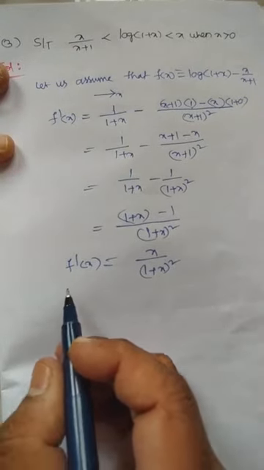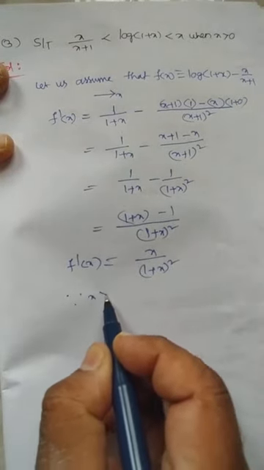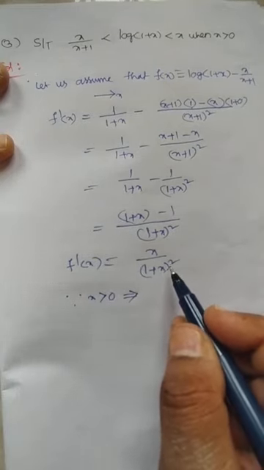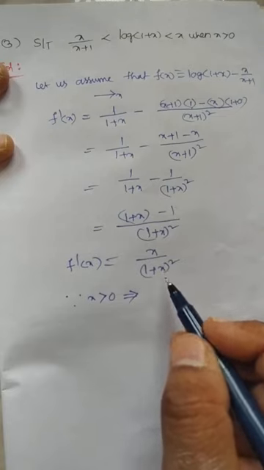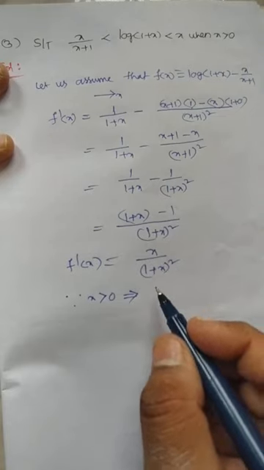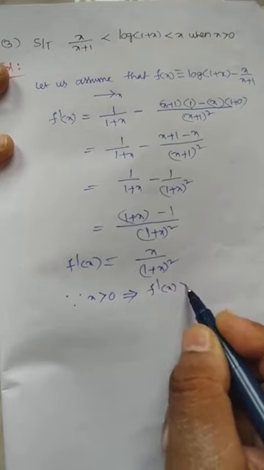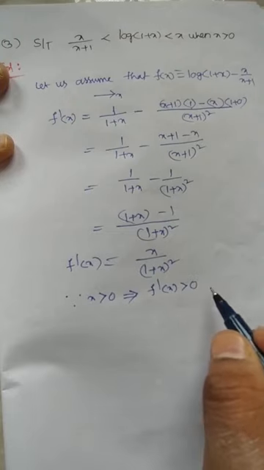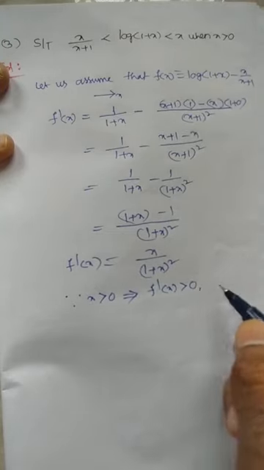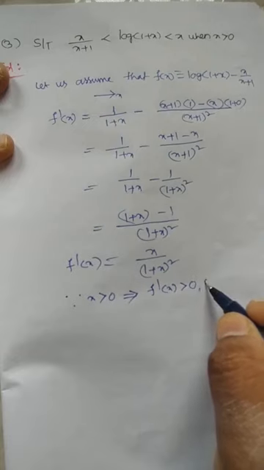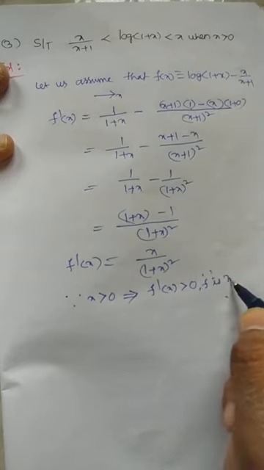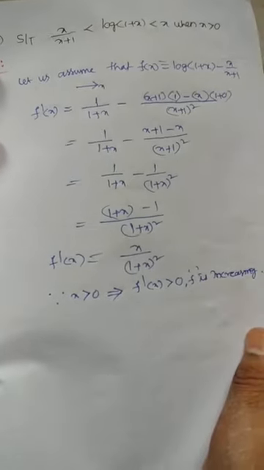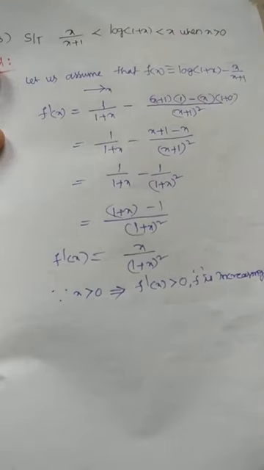Since x is greater than 0, what we got, our f dash of x, x by 1 plus x whole square. X is greater than 0 means this is greater than 0 and x is greater than 0. So f dash of x we got is positive. Okay, are you following? F dash of x is greater than 0. So that implies our function is increasing. F is increasing.